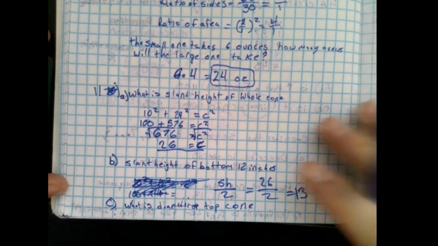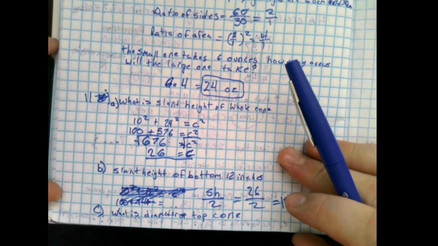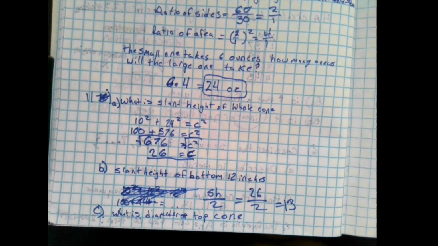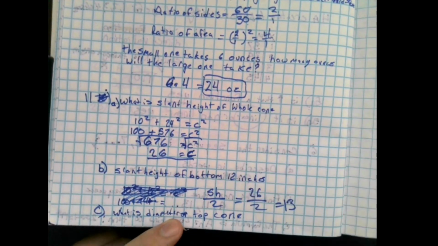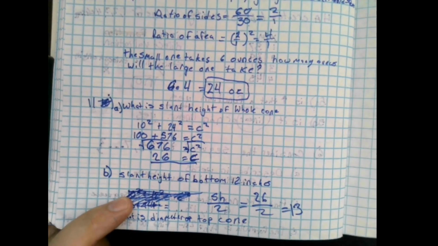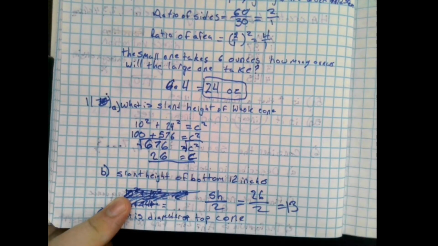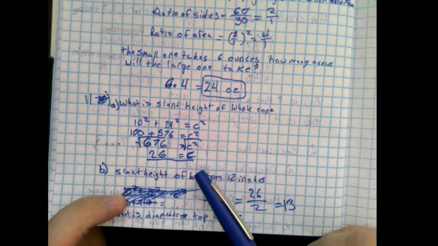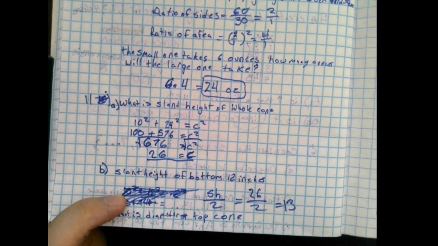Question 11 was our last starred problem, and it had to do with a set of cones that was sitting one on top of the other. Now, to find the slant height of the whole cone, we used the Pythagorean theorem. We did 10 squared plus 24 squared equals c squared. 10 squared is 100, 24 squared is 576. Adding them together would give you 676, equaling c squared. We would take the square root of both sides and find that c equals 26.